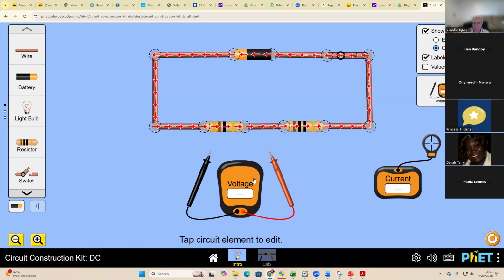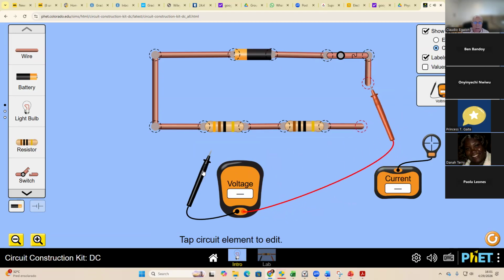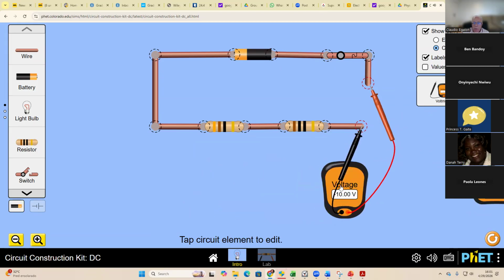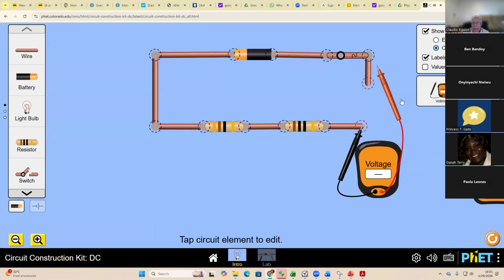Suppose this was an ammeter. I'm going to show you how we connect the ammeter. The ammeter is connected like that. That will be the correct way of connecting an ammeter in real life. The ammeter is in series with the resistors. That's a big difference between the ammeter and the voltmeter. Voltmeter must be connected in parallel, ammeter must be connected in series.